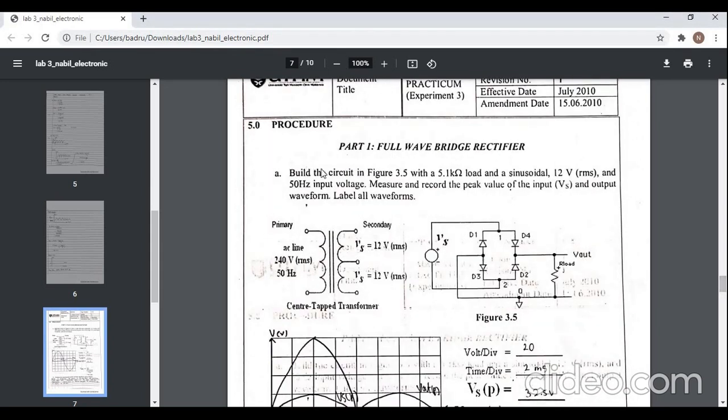Soalan ini minta kita build the circuit in figure 3.5 with a 5.1 kilo ohm load and a sinusoidal 12 volt RMS and 50 Hz input voltage. Measure and record the peak value of the input Vs and output waveform. Label all waveforms.